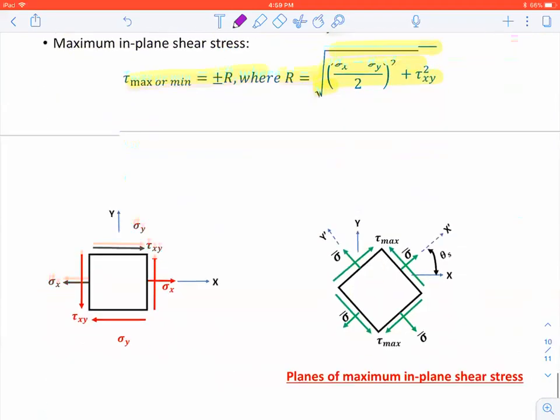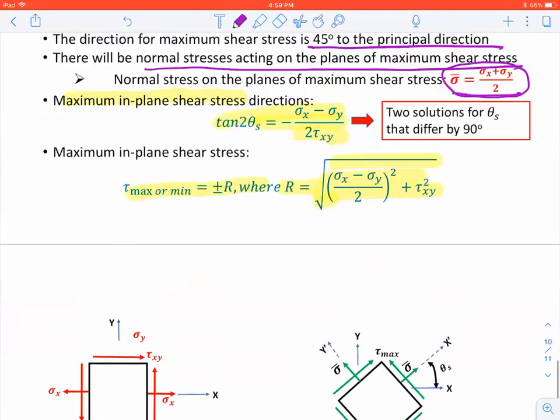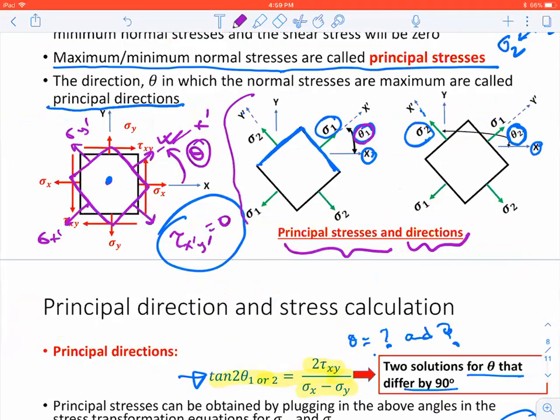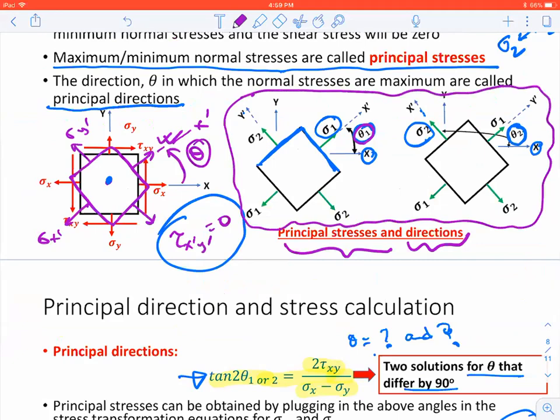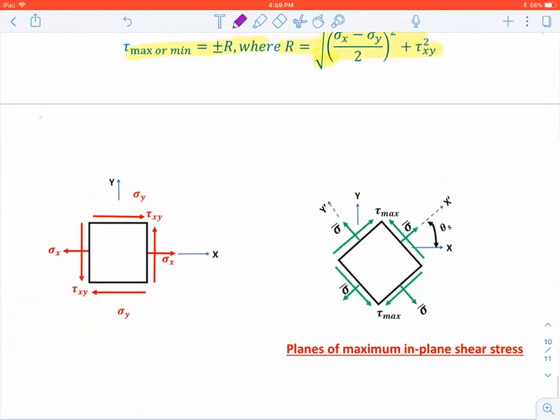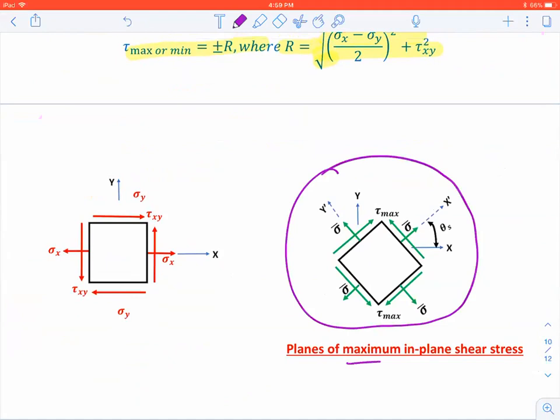Okay, so if I were to draw, if this is the stress, this is how the stress element will look like if you are only looking at principal planes, and this is how the stress element will look like when you are looking at maximum in-plane shear stress.